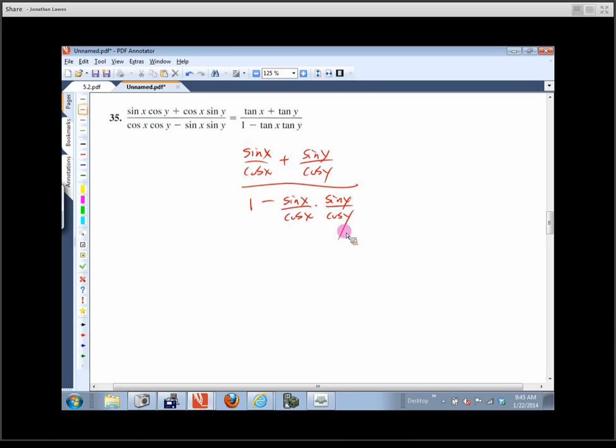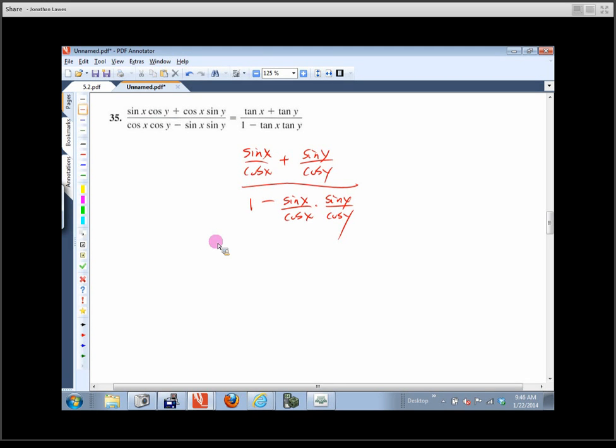Now, that looks worse for the time being, but at least we have all sines and cosines. I've got sine of x, cosine of x, sine of y, cosine of y. Those are going to show up over here. What's the name for this expression right here? Complex fraction.